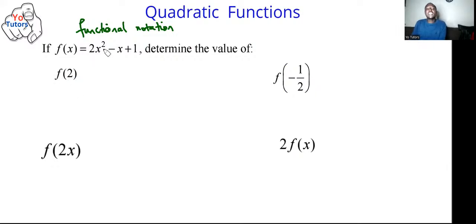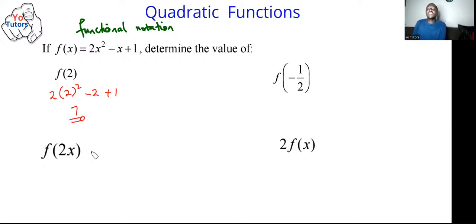If f of x is equal to x squared minus x plus 1, determine the value of f of 2. So for f of 2, where there is x, we are putting 2. So here it's going to be 2 squared minus 2 plus 1. Then 2 squared is 4, times 2 is 8. 8 minus 2 is 6. 6 plus 1 is 7. So our answer will be 7.